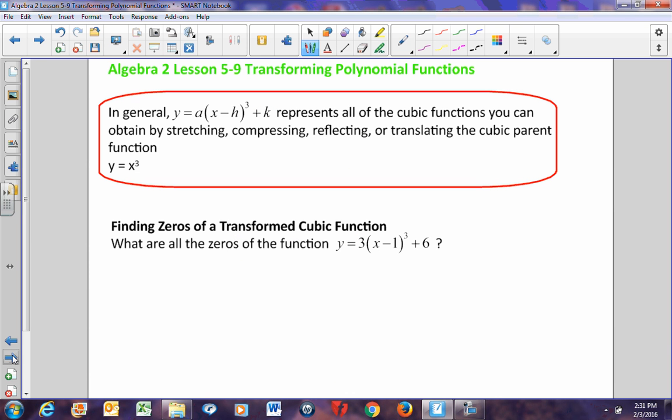Now, in general, y equals a parentheses x minus h quantity cubed plus k represents all of the cubic functions you can obtain by stretching, compressing, reflecting, or translating the cubic parent function y equals x cubed. Which means there's more than one equation for several of them. Now, if I want to find the zeros of a transformed cubic function, what are all the zeros of the function y equals 3 parentheses x minus 1 quantity cubed plus 6?